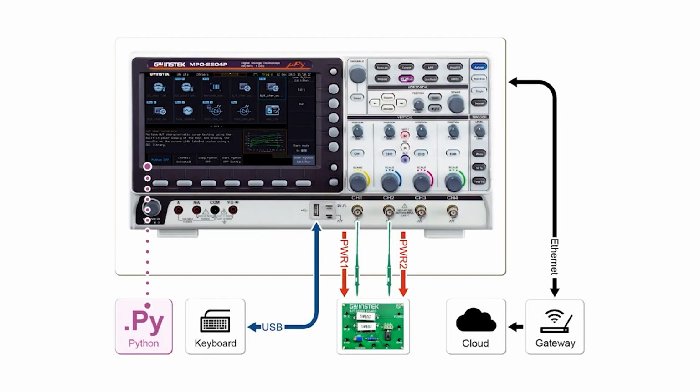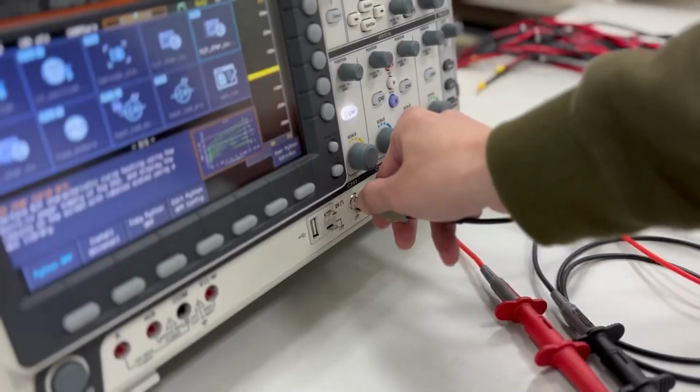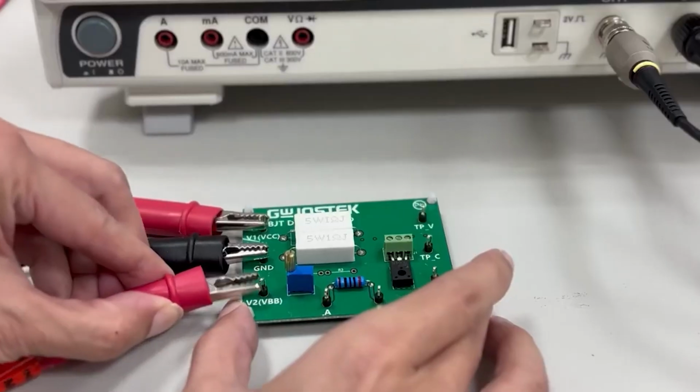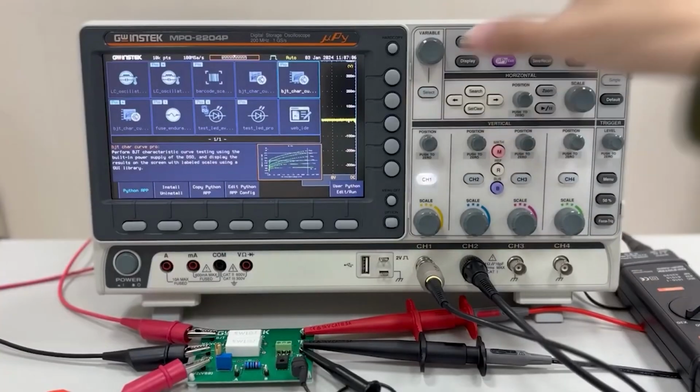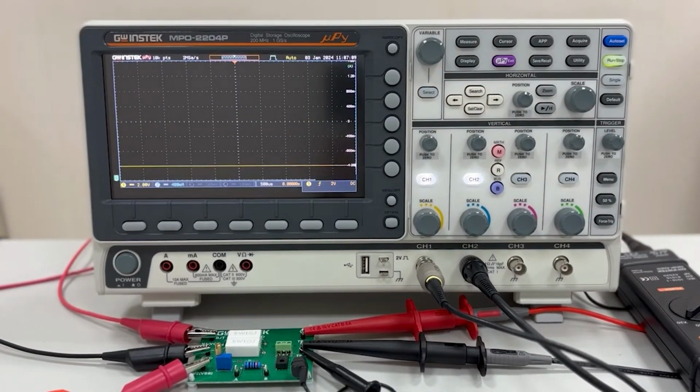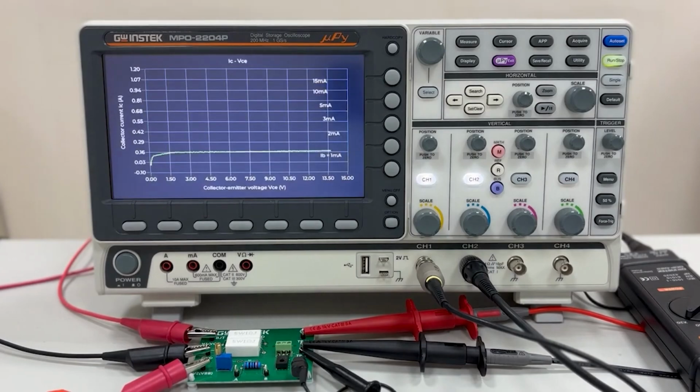MPO 2000 comes equipped with various measurement instruments, making it particularly suitable for educational applications. Controlled by Python scripts, it can accomplish functions that were previously challenging for standalone devices. The ability to run Python scripts directly on the machine is especially advantageous for engineers and makers to unleash their creativity in various measurement applications.